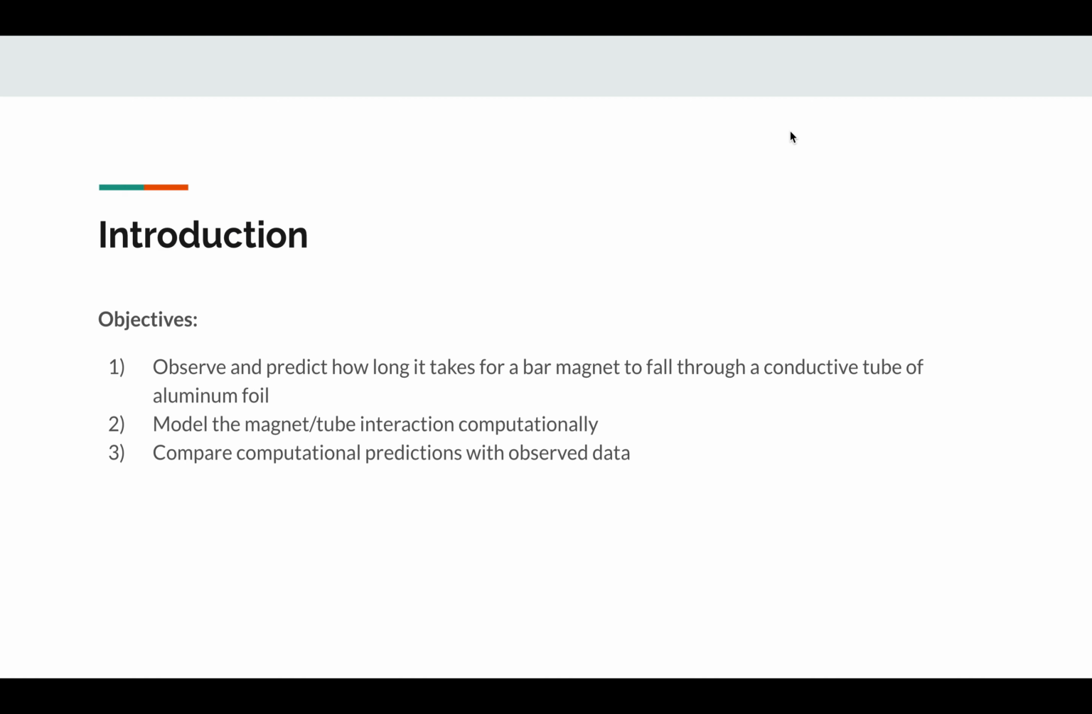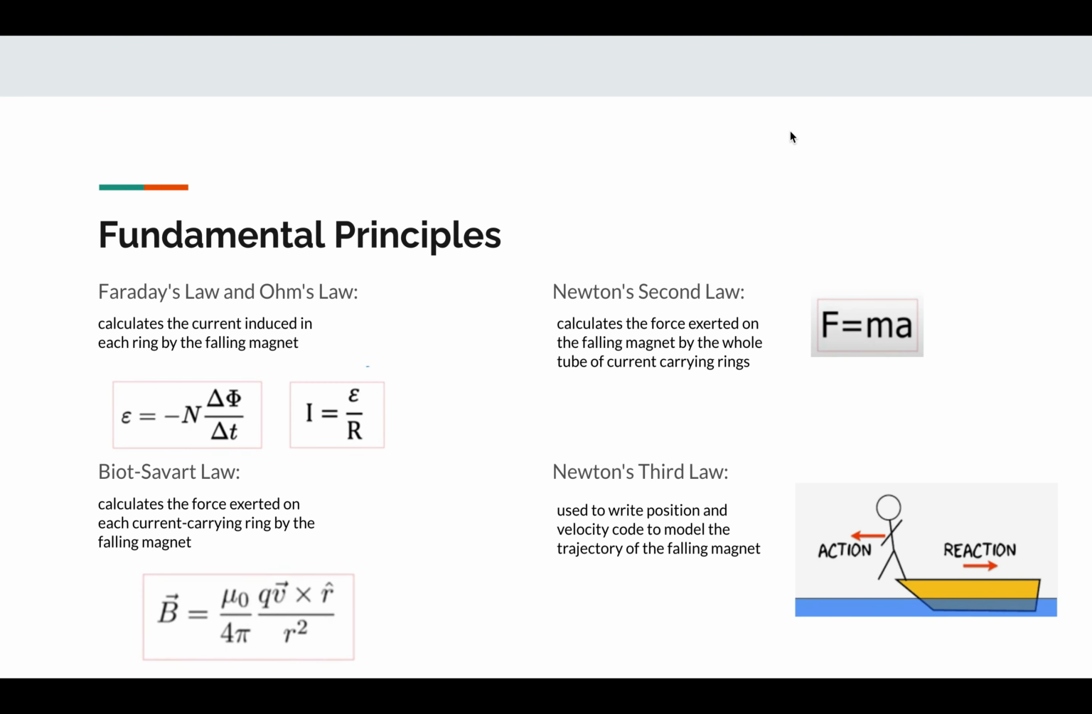Introduction. Our objectives for this lab are to observe and predict how long it takes for a bar magnet to fall through a conductive tube of aluminum foil, model the magnet-tube interaction computationally, and compare the computational predictions with our observed data. Some of the fundamental principles that we will be using are Faraday's law and Ohm's law.